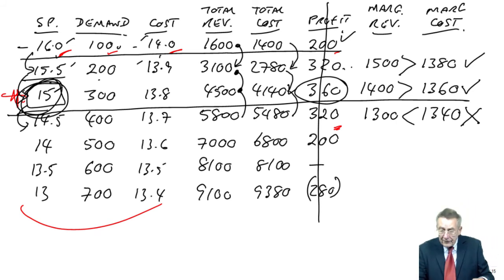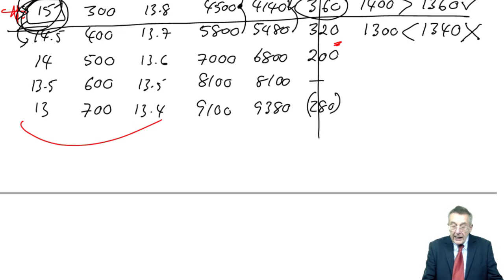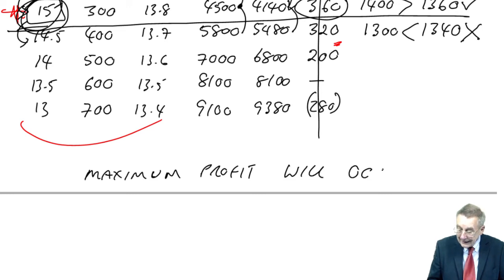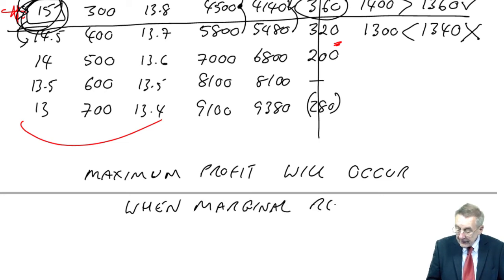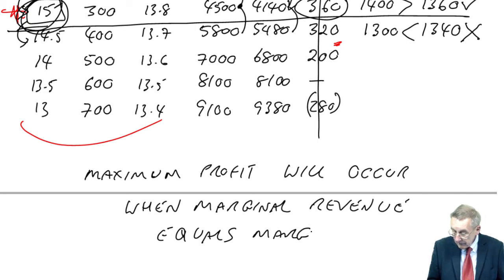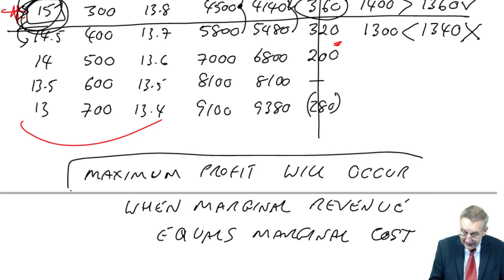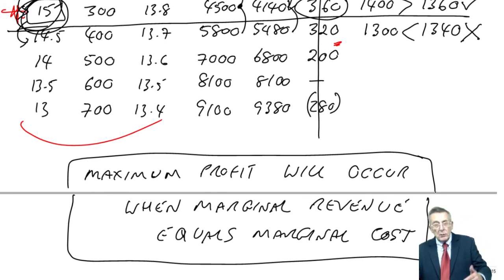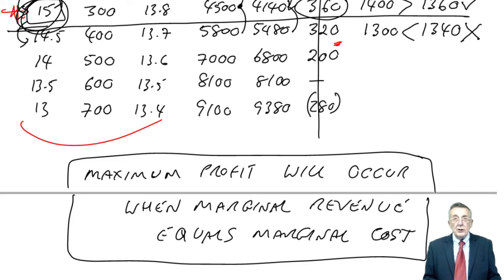The point to get from this, not for this example, but for what's coming in the next lecture, is that in theory, the maximum profit will occur when marginal revenue equals marginal cost. If marginal revenue is more than marginal cost, even if it's only by a cent, it's giving you more profit. If marginal revenue is less than marginal cost, even if it's only by a cent, it gives you less profit. The maximum will be when those two are equal.